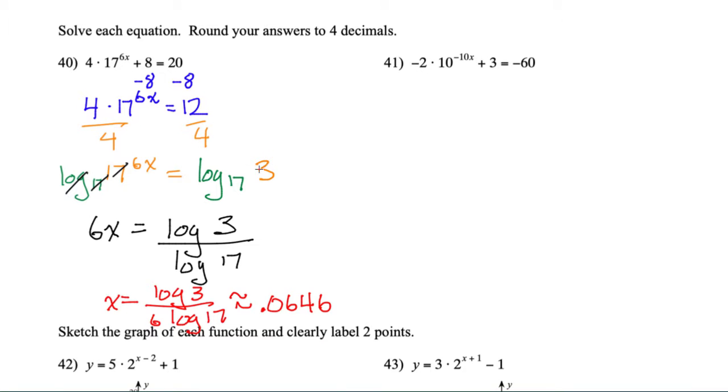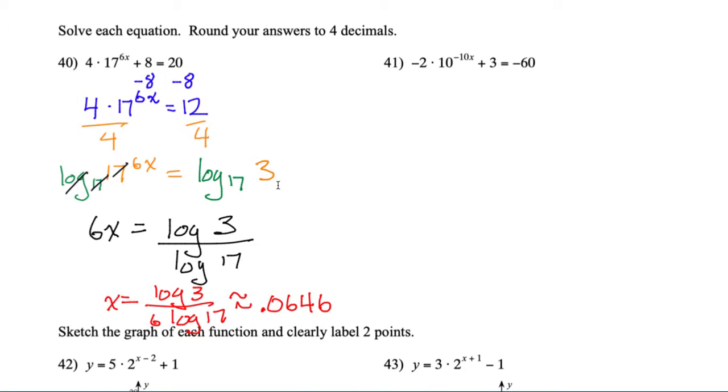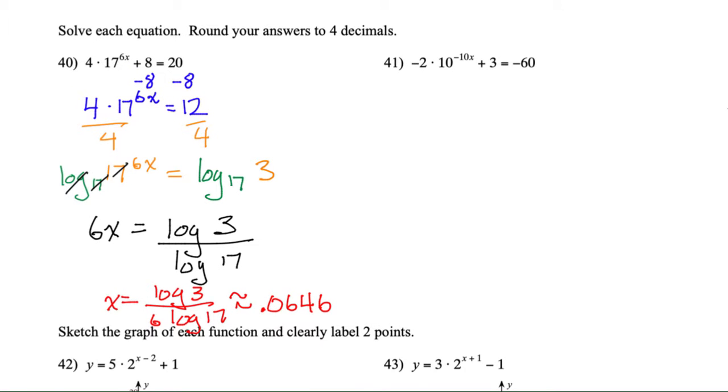And I know that some people might be asking this question, can't I just do log base 17 of 3 and then divide that by 6? Well, if you're using this calculator, which you should be using, you can't do that. For example, I cannot do log base 17 of 3. It says this does not support that function, and for a good reason. You need to know the change of base formula.